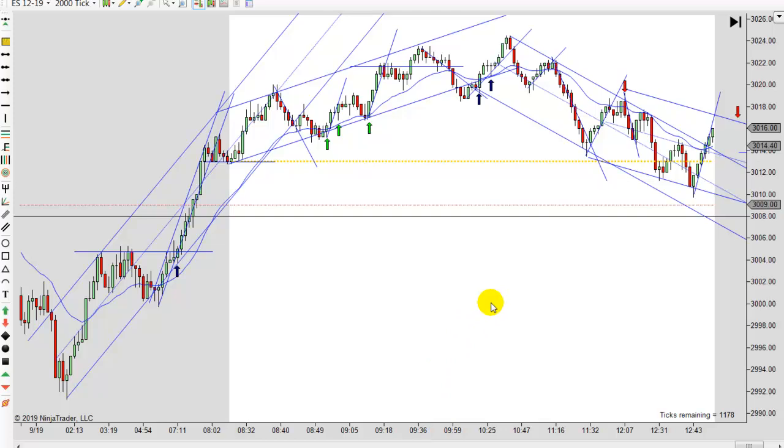So don't get worked up if your tick chart doesn't look like mine, because it's impossible to make it look like mine. It does not happen. It's just not the way it works. So don't worry if your chart does not look exactly like mine.